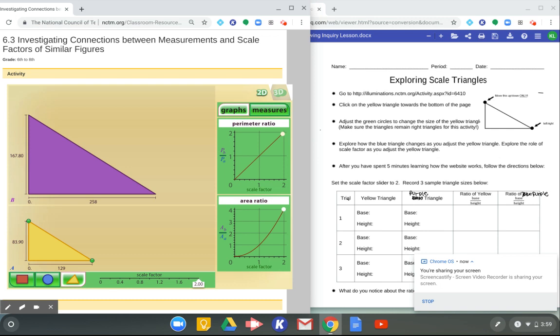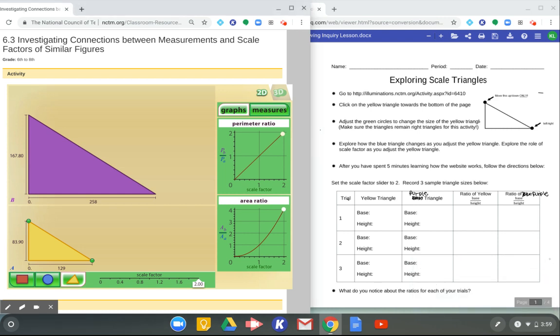So we're going to be starting to take a look at scale factor, and through this video, we're going to do a little discovery on what scale factor is. So you should have the sheet out in front of you and be filling it in as we work through it, and then you'll answer the questions after on your own.